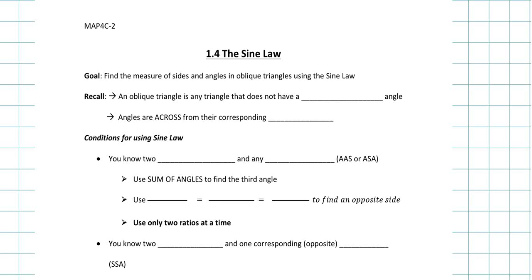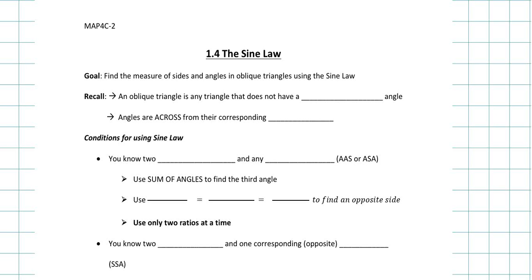So we've talked about what we can use when we have a right angle triangle. We figured that in a right angle triangle, we use SOHCAHTOA, which are the primary trig ratios, or the Pythagorean theorem. Now, if I don't have a right angle triangle, so if I have oblique triangles, there are two other laws that we use. The first law that we're going to talk about is called the sine law.